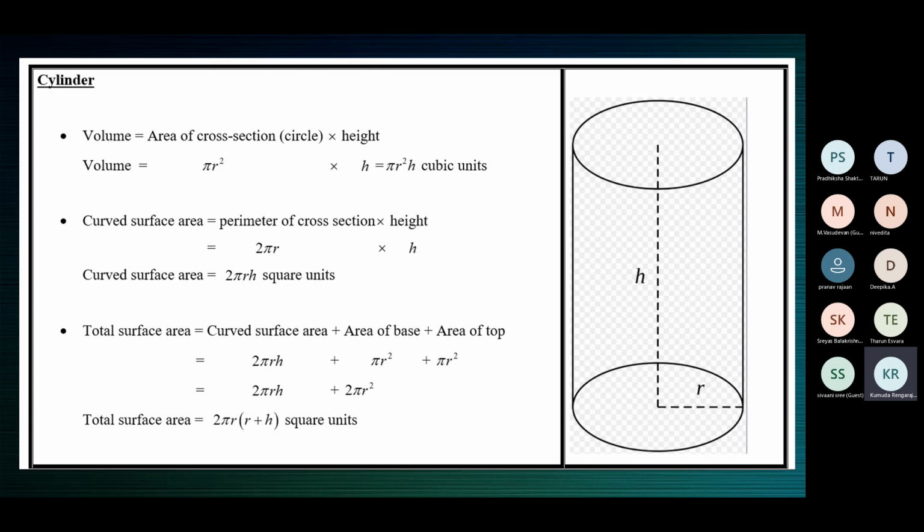You know the cylinder is made up of one curved portion and two circles on the top and bottom. If it's a closed cylinder, there are two circles. Now a tumbler is an example of an open cylinder. A cylindrical glass tumbler.